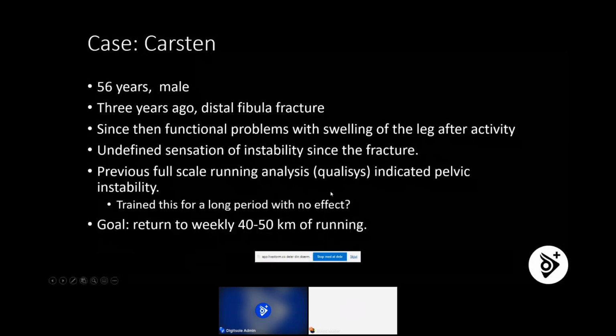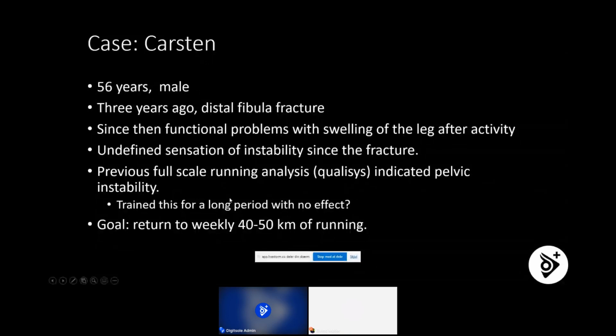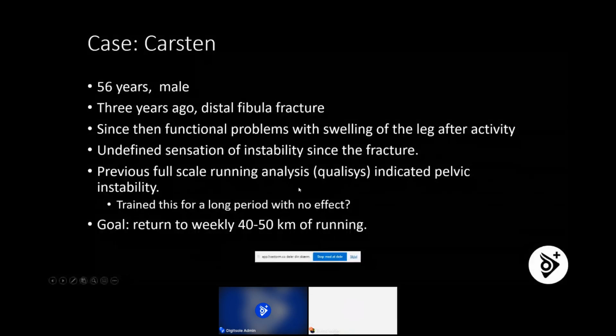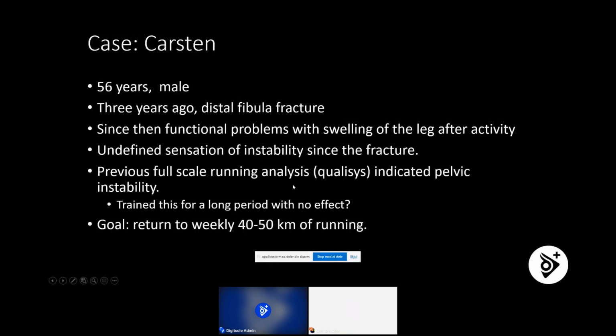He had previously had this full-scale running analysis with Qualisys, where we put the specific dots on the body, and then we film them with super speed, high-speed cameras with another business here in town that we compete a bit against. But what they saw was that there might be something indicating pelvic instability, so he had to train this. But what they couldn't see was what was happening within the foot, and that was very much related to his situation, that there was something wrong in the foot in relation to some of the mechanical issues going on within the foot and all these bones and in relation to the joint forces of the ankle and the foot in general.